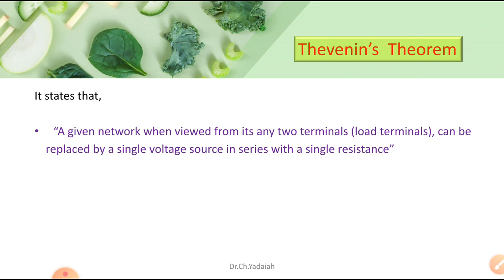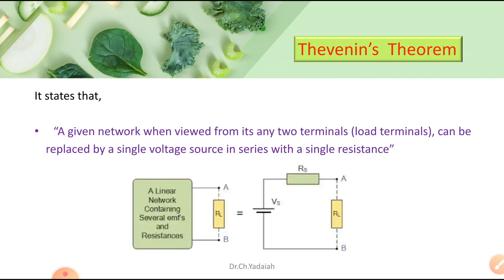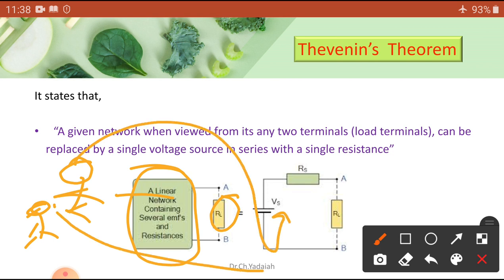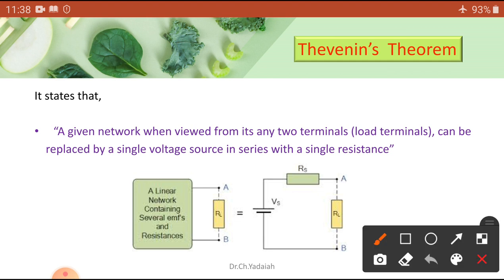Okay, so a given network, when viewed from any two terminals, can be replaced by a single voltage source in series with a single resistance. You can see here a linear network containing several EMFs and resistances. So this means this is your family consisting of a number of voltage sources, current sources and resistive elements, and here the person is coming for help. Whatever this is, it is converted and represented by your father and your mother only. So your father is this voltage source and your mother is this one. Okay, now you can see that this complex circuit is represented by this one.